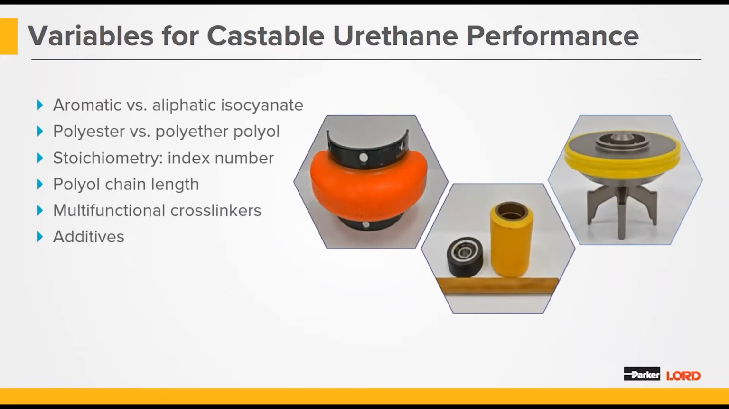Now, polyol chain length can also come into play. Let's say that you wanted to produce an elastomer that was quite flexible. Then you'd have to choose a long chain polyol. Multifunctional crosslinkers and additives can also affect castable urethane performance.